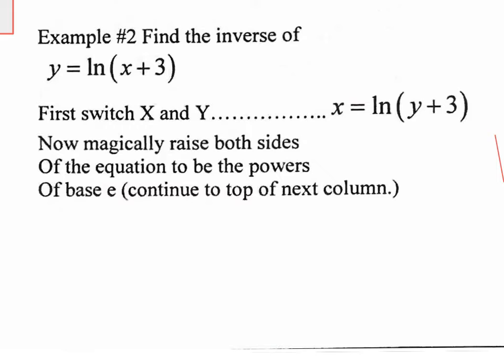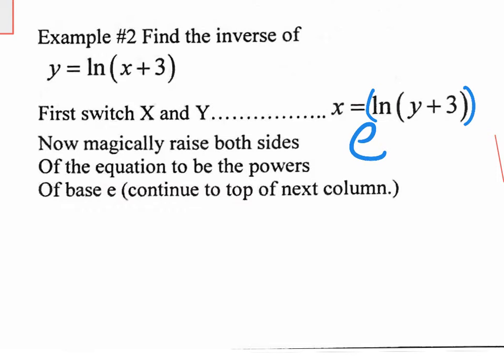So to find the inverse, we're going to switch x and y. So x is on this side, y is on that side, inside of the parentheses. And now you want to get rid of this log, which is really log base e. So how could we get rid of a log? By raising it to be the exponent of the base of whatever you want it to be. So because ln is log base e, I'm going to take the entire right side of this equation and raise it all to be the power of base e.